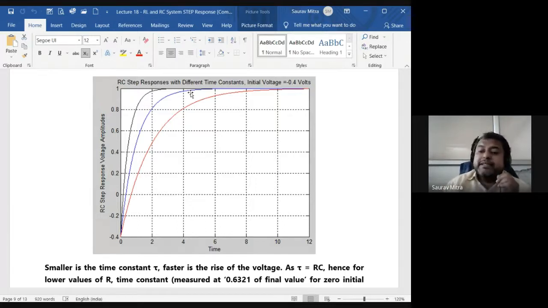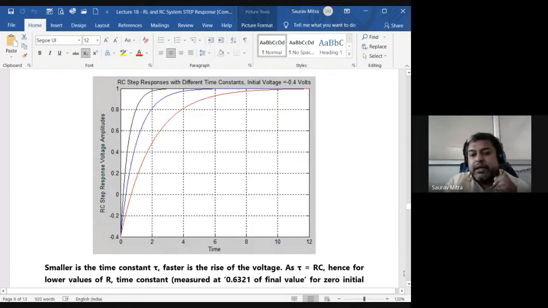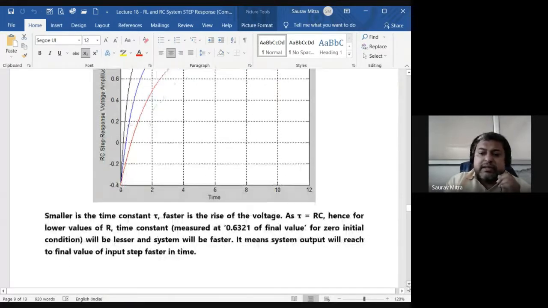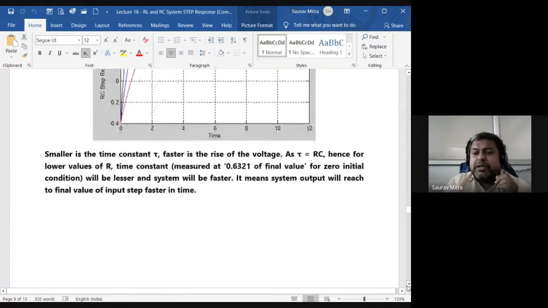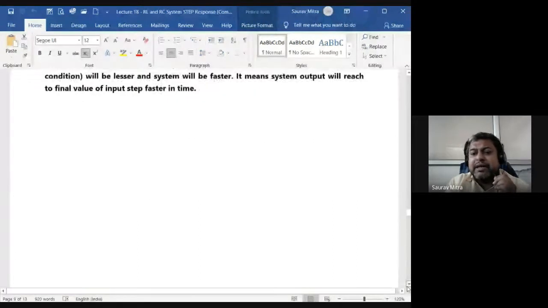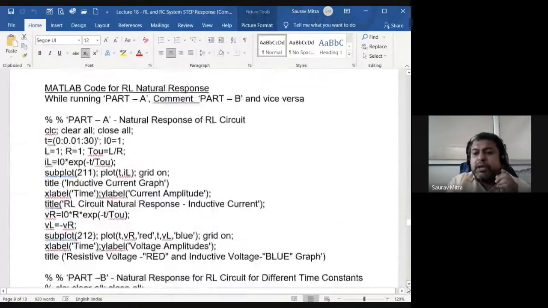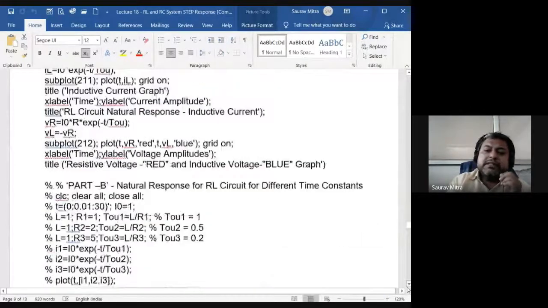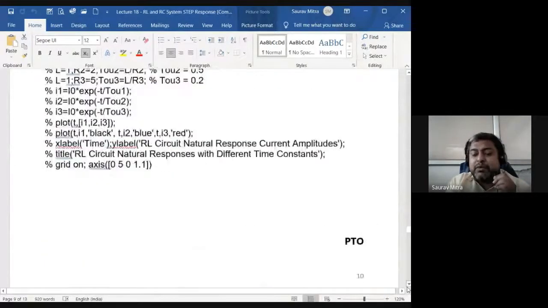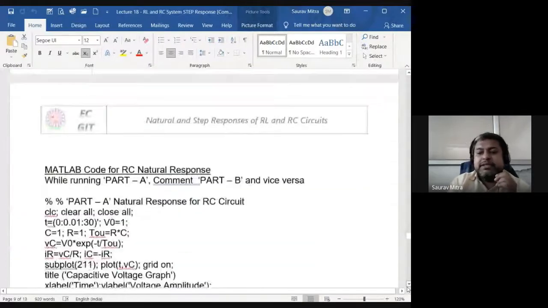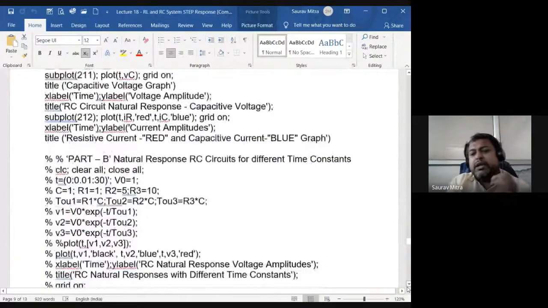And there is an analysis of that also. Okay, we will do that. So this was all for today. Again, we are pressing on the same point: for the RL circuit, the resistance is inversely proportional to the time constant, and for the RC circuit, the time constant is directly proportional to the resistor, provided L and C both are constant.